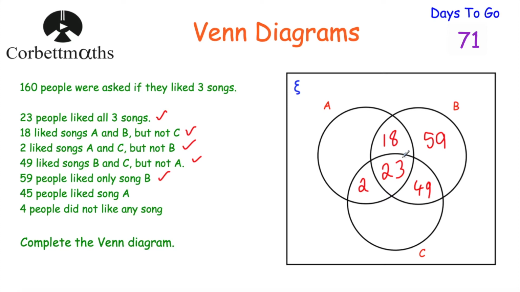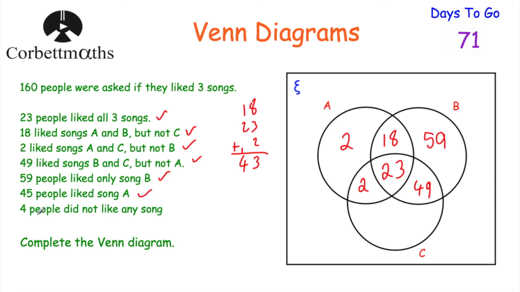So that means all of the numbers, this number, this number, this number, and this number, have to add together to be 45. So let's add together the numbers we know so far. So we've got 18, 23, and 2. Let's add those up and see what we get. 8 plus 3 is 11, plus 2 is 13, so put our 3 down and carry our 1. And 1 plus 2 is 3, plus 1 is 4, so that's 43. So there's 43 people so far that like song A, and we're told that 45 people like song A, so it means there has to be another 2 there, so there's now 45 in that region. So we've done that one.